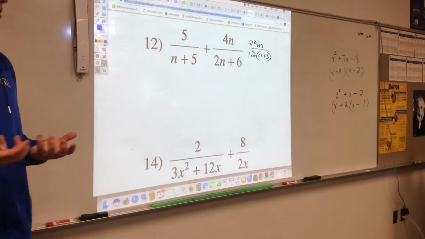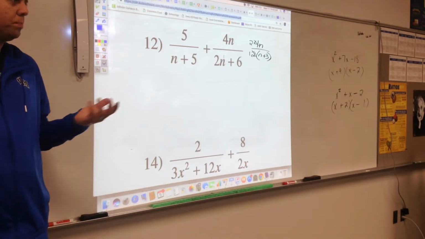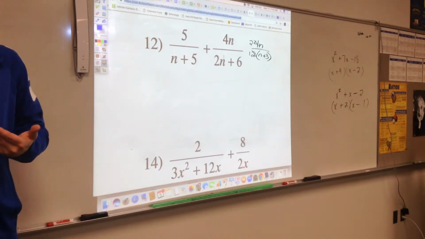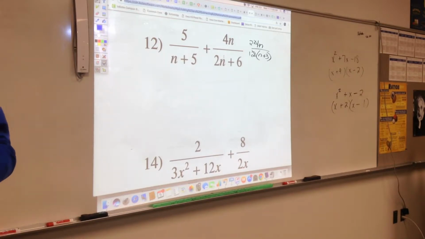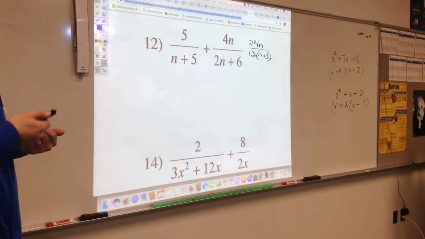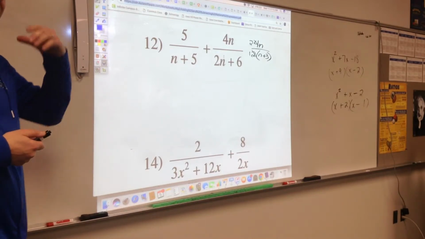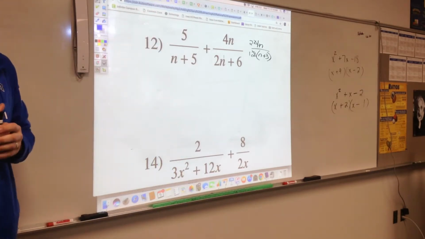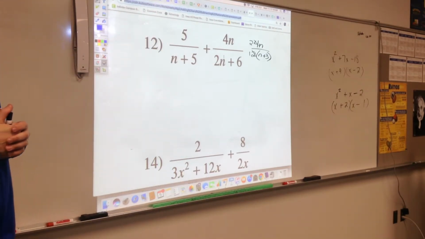Now, what if you didn't catch that right away? Just means you're going to have more simplifying at the end of the problem. Okay? It's okay if you didn't catch that right away. But I try to simplify things first if I can, because that'll probably save me some extra simplifying on the back end. Are you guys okay with this?